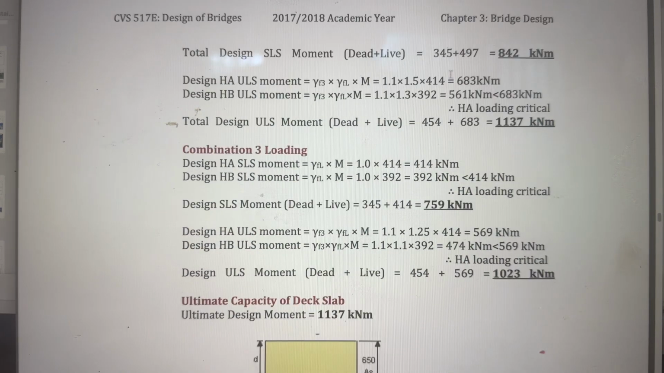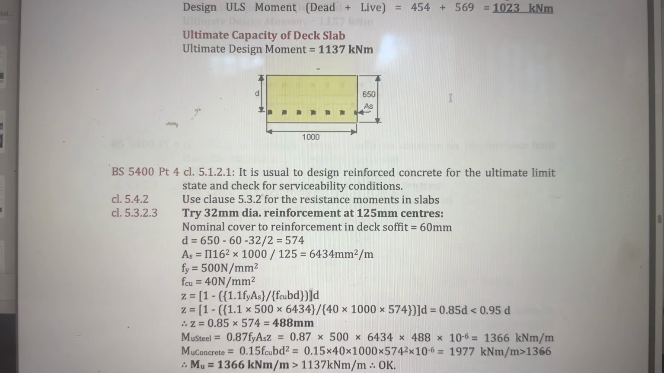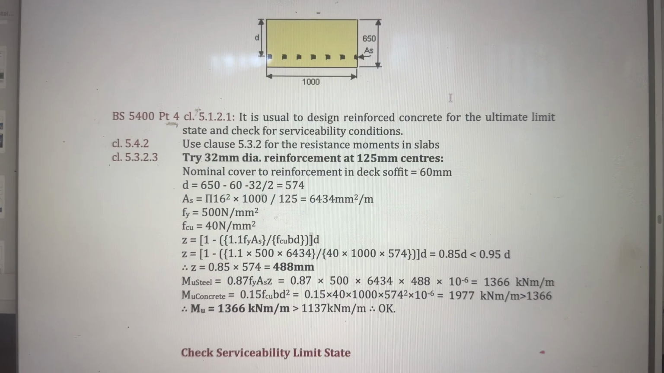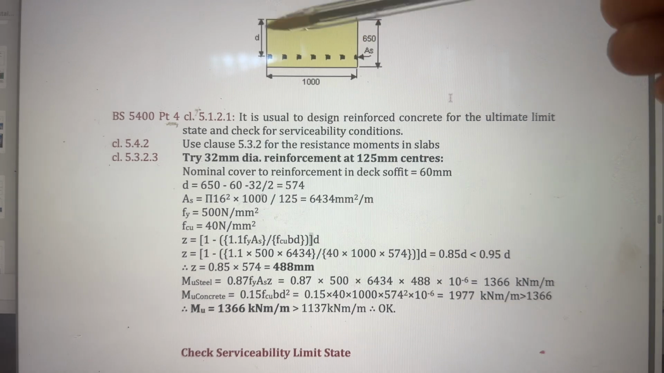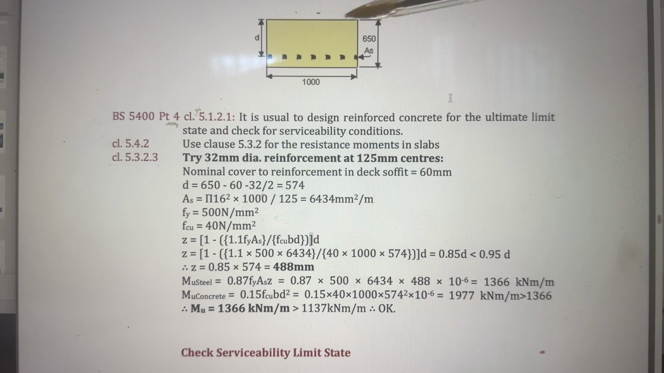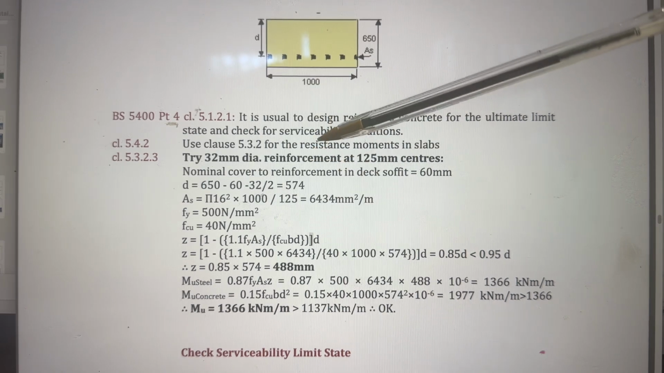I'm going to skip through combination 3 here because we discussed that it's not necessary. We move straight on to how to calculate the reinforcement. Here's a graph, a nice graph. Now you know that your ultimate design moment based on this arrangement is 1137 kilonewton meters, and I need to know what is the appropriate reinforcement.